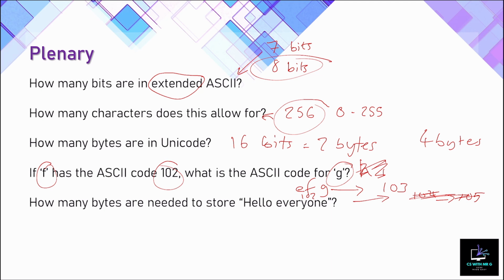Finally, how many bytes are needed to store hello everyone? As we mentioned in one of the first slides, one character takes up 7 bits or a byte. So how many bytes would it be? Well, it's 1 byte per character. And here we have 1, 2, 3, 4, 5. The space is an actual character as well, so please bear that in mind. Then we've got 7, 8, 9, 10, 11, 12, 13, 14. So 14 bytes to store the 2 words hello everyone with a space in between.